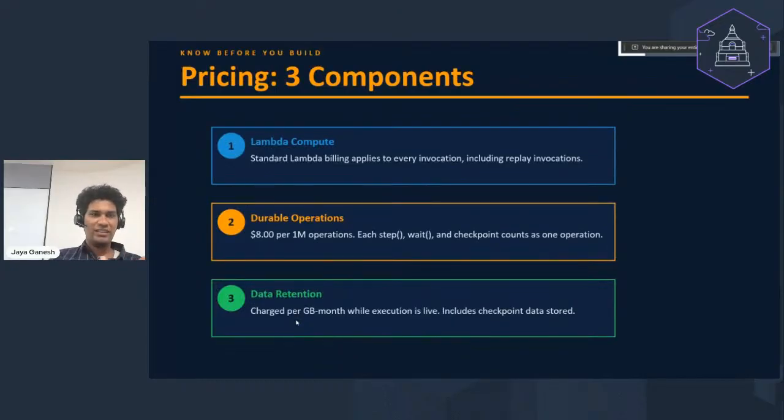So what is the pricing of the durable function? Since it's in Lambda, we pay for the Lambda compute, so the standard Lambda billing price still applies. And then we have something new called durable operations. We pay $8 per 1 million operations. Each step which is checkpointed, this cost is for storing each step and the state of the step, and then replay. So for that you pay $8 per million operations.